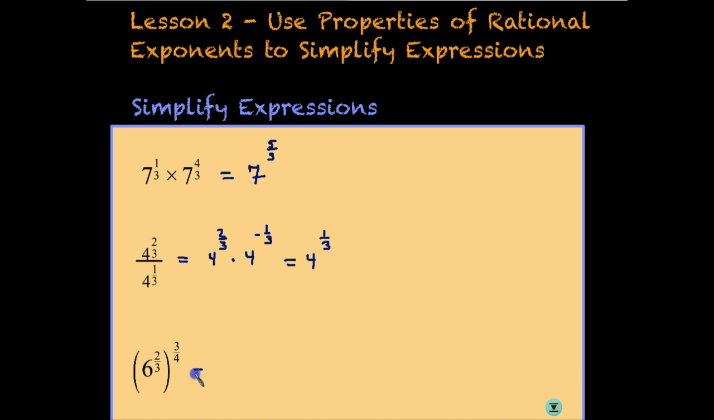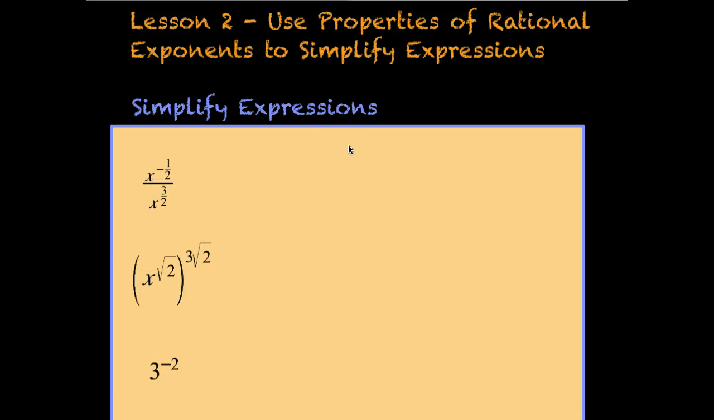In our last example, we have a power raised to a power. Remember, that just means distribute the power to this exponent and multiply. Well, when we multiply fractions, we multiply straight across. 2 times 3 is 6, and 3 times 4 is 12. In this situation, I would want to reduce my fraction, so 6/12 is 1/2. That means I would take the square root of 6, which I can't do evenly, so we would be finished. Let's go ahead and look at a few more examples.